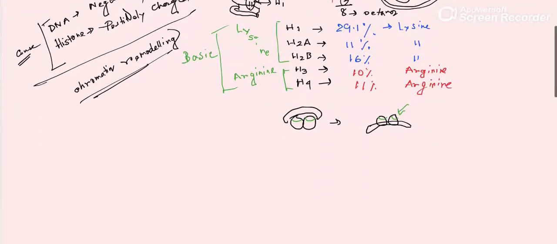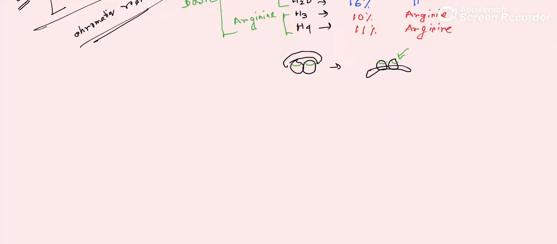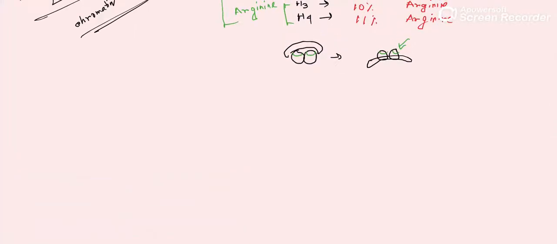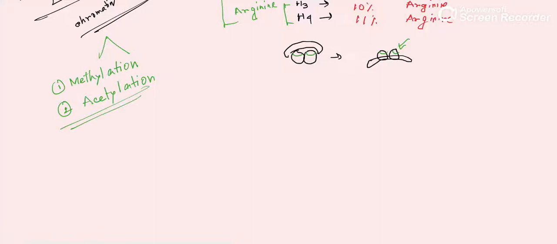Now we are going to discuss the main topic of today. We have already told that chromatin remodeling mainly happens by two processes. It occurs in two ways: one is methylation, which is the main topic of today, and the second is acetylation. Phosphorylation may also cause it, but today we will discuss only these two topics.